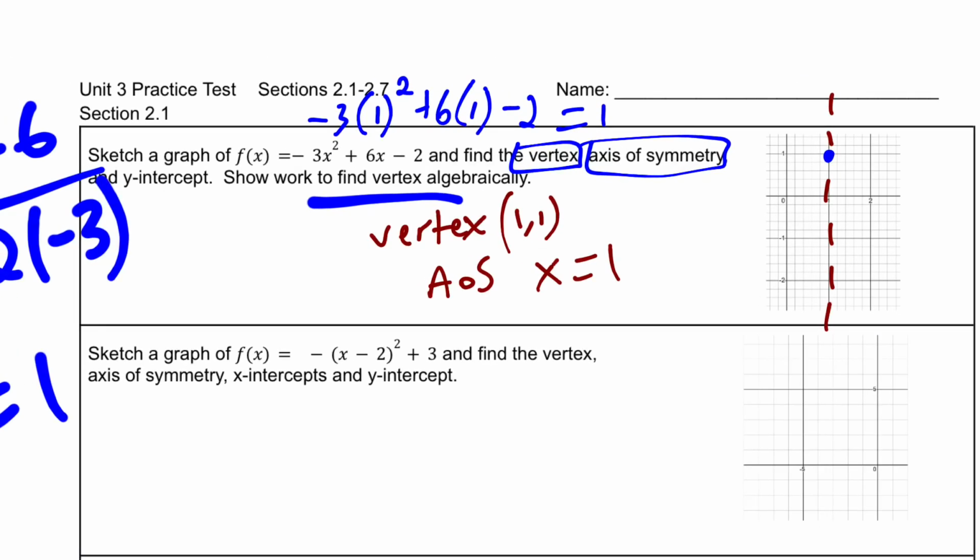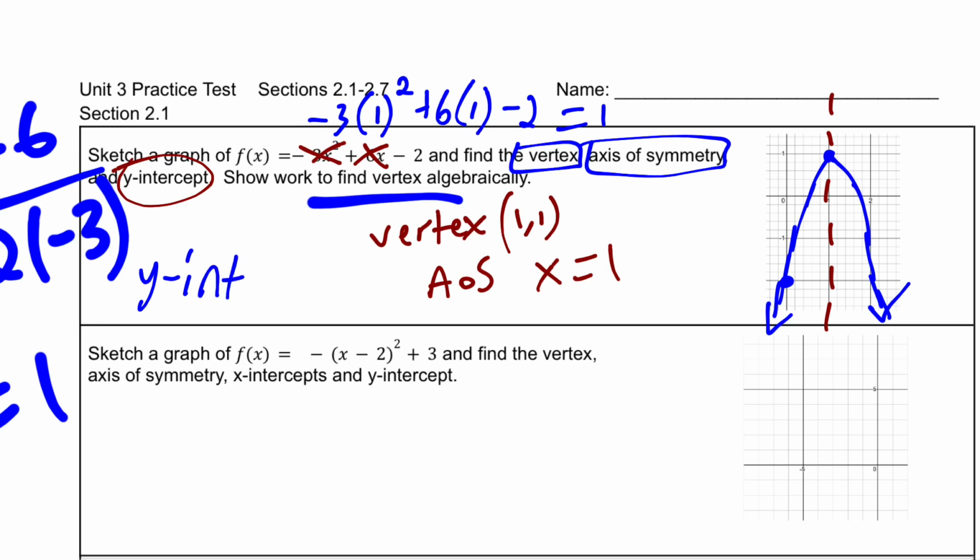Let's do the y-intercept next, which means we're going to plug in 0 for x. When that happens, this goes away, and we are at negative 2. And I'm going to sketch the graph, so I'll go like this, which means there's symmetry on the other side. And there we go. Y-intercept is negative 2. And I've done all of them.